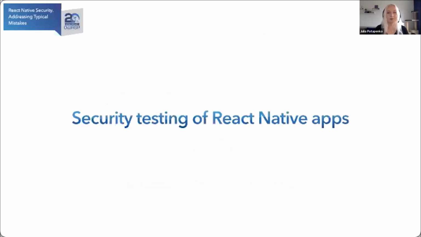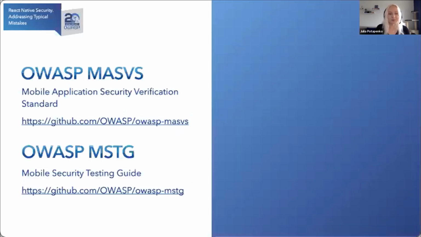Now it is the last section of my talk, about security testing of React Native apps, because a lot of people are asking me how we do this. And of course, my common answer for mobile applications is using OWASP MASVS and OWASP MSTG. Yeah, hello again to Carlos and Sven here. It is the Mobile Application Security Verification Standard and the Mobile Security Testing Guide.